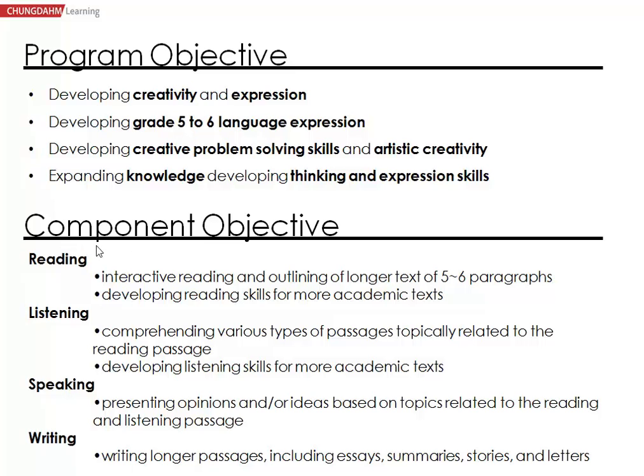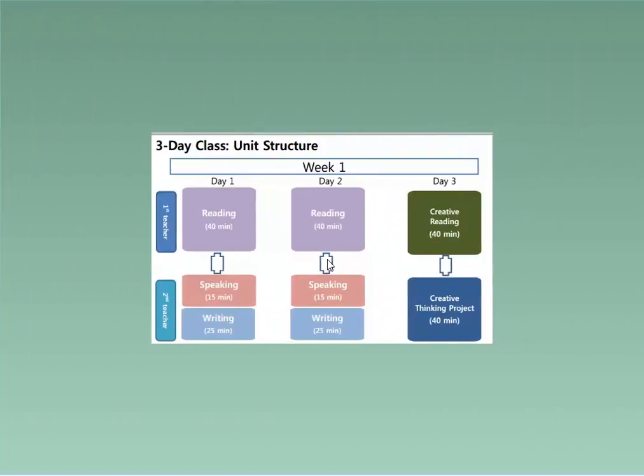Students will experience 4 different classes: reading, listening, speaking, and writing. Throughout all of these classes, students are introduced to completely new components. If any of the components are the same as sapling, then they become much more difficult. As we can see here, the reading passage reaches 5 to 6 paragraphs. Junior Master's schedule is different than any other level, so we'll take a closer look.